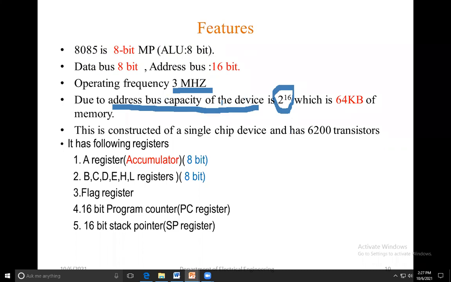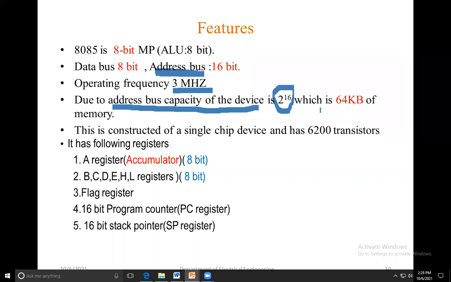How to calculate the address capacity of the device? See, it is calculated by using the size of the address bus. If the size of the address bus is 16, then 2 raised to 16 is 64 KB. If you calculate using a calculator, you can get 64 KB. Understood? So the address bus is 16-bit, so you have to calculate 2 raised to 16.